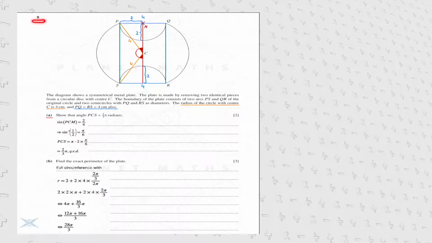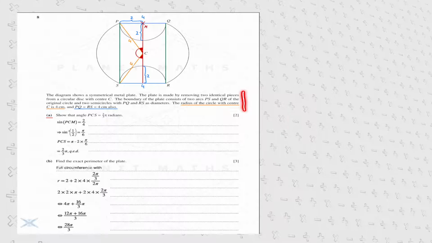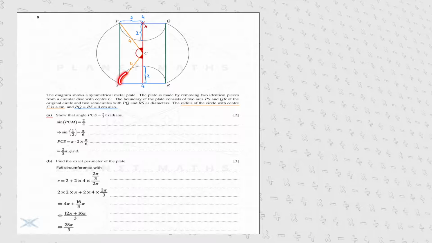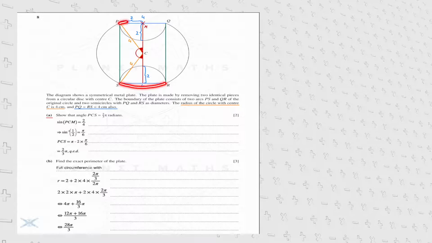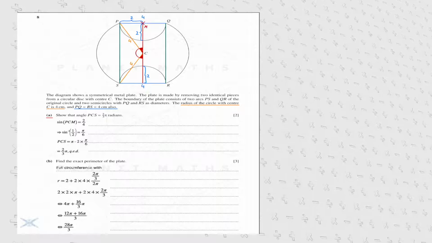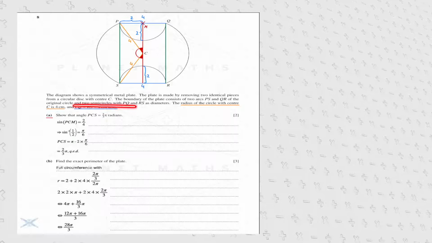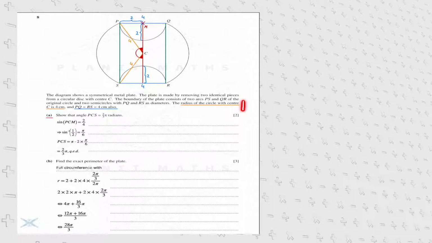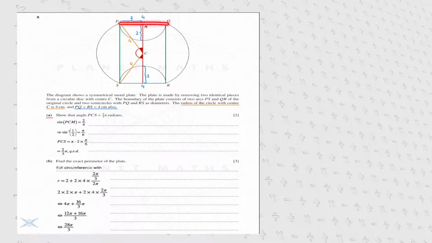Next, on to exercise 8. Here we are provided with a diagram that shows a symmetrical metal plate. The plate is made by removing two identical pieces from a circular disc with center C. So those two semicircles have been removed in addition to those parts of the circle. The boundary of the plate consists of two arcs, namely PS and QR, both of the original circle, and two semicircles with PQ and RS as diameters. The radius of the circle with center C is 4, and PQ and RS are also 4.